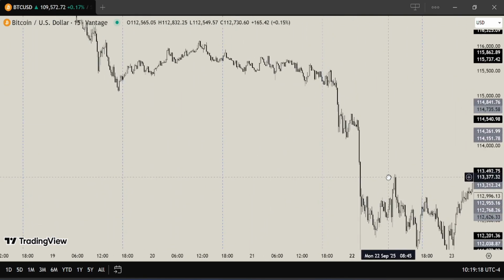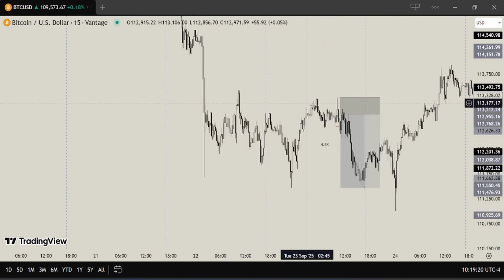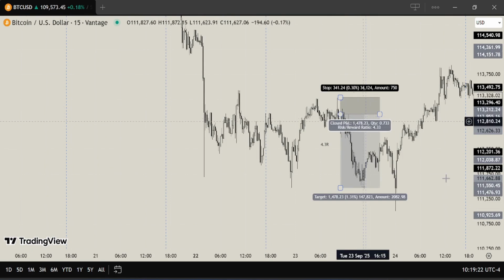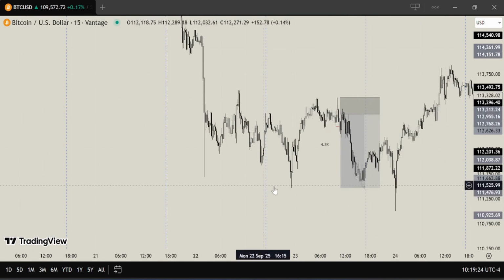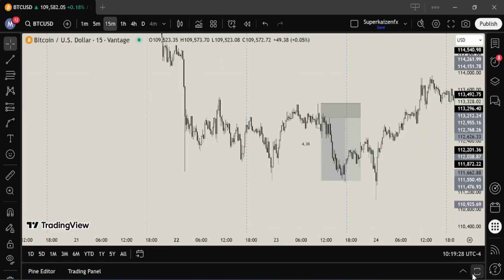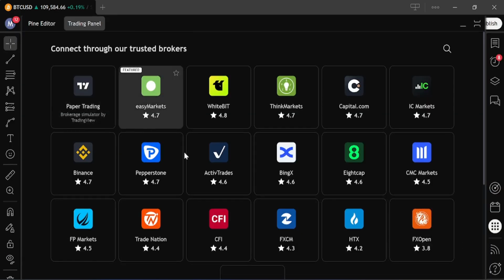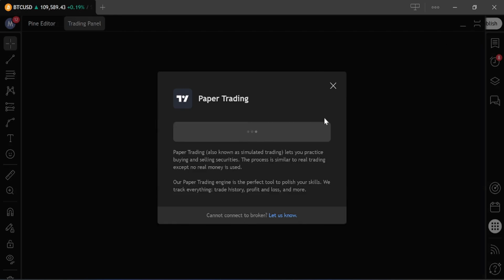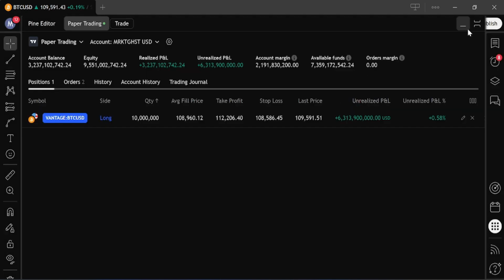And I took this also. I think I took another loss, but I don't know. But let's keep going. So I took this. Oh, let me just put on the paper trading stuff so you guys can see. Paper trading connect. Yep. I still have one trade running.